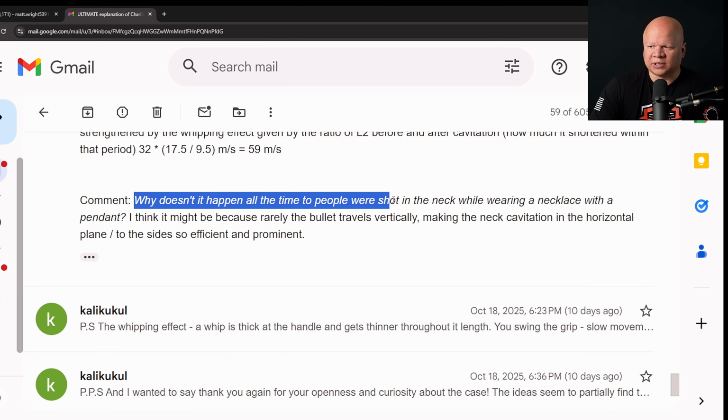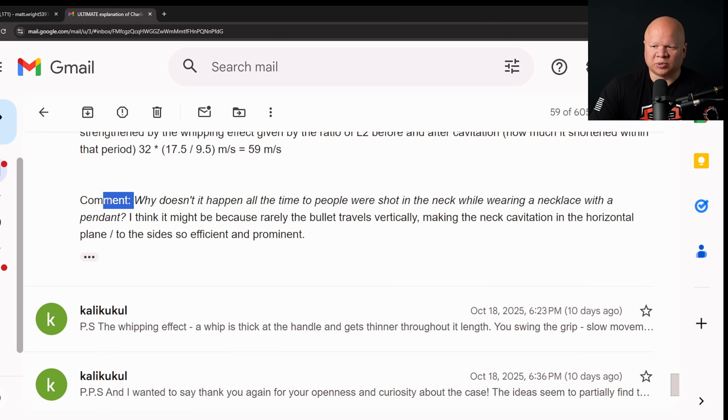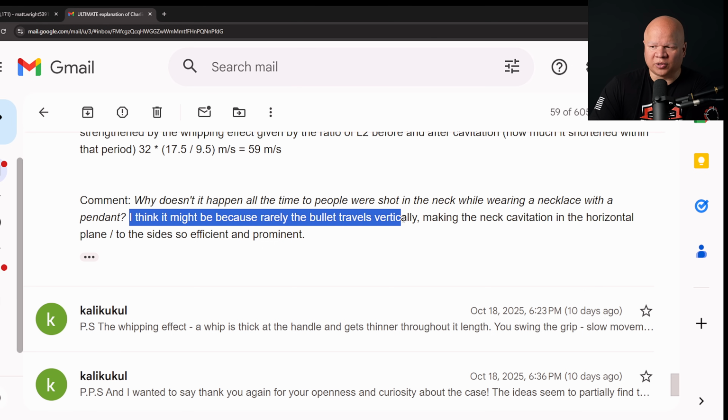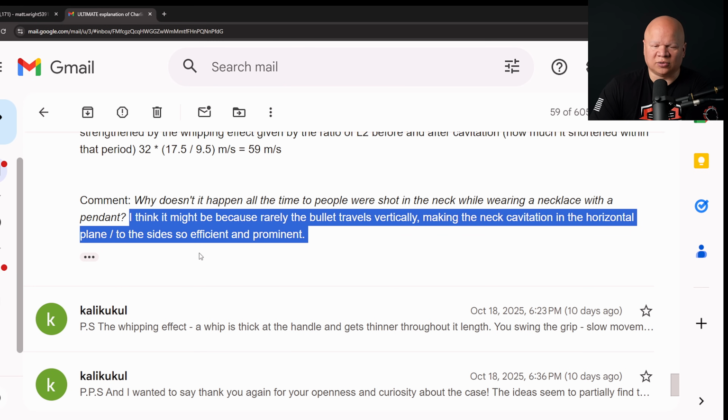Why doesn't it happen all the time to people who were shot in the neck while wearing a necklace with a pendant? And Kalikukul says, "I think it might be because rarely the bullet travels vertically, making the neck cavitation in the horizontal plane to the side so efficient and prominent." So in other words, in a lot of cases, the bullet's going straight in and cavitation goes perpendicular.